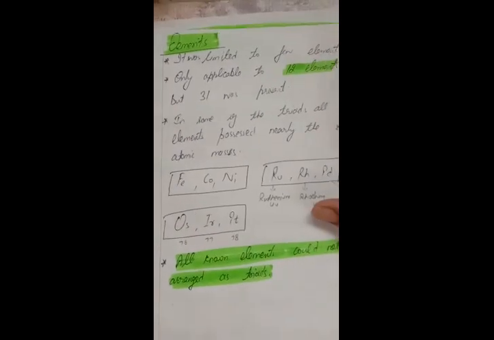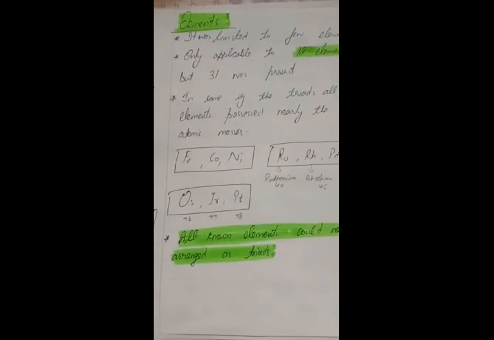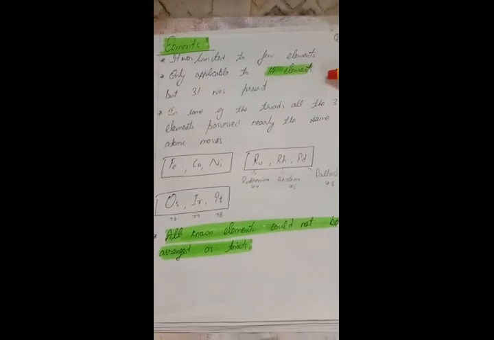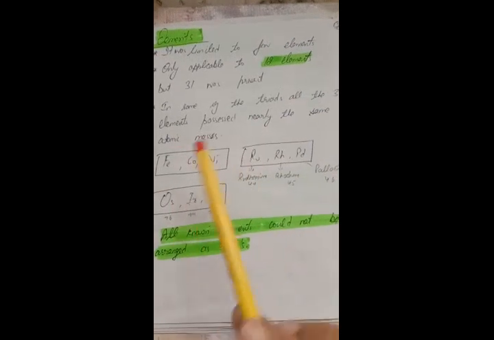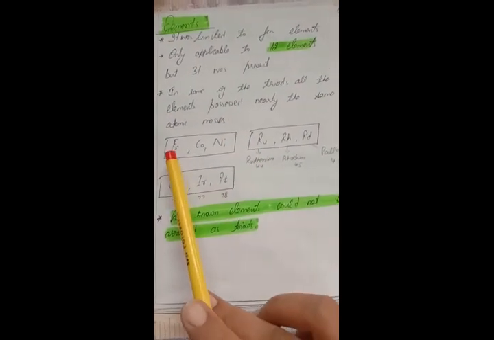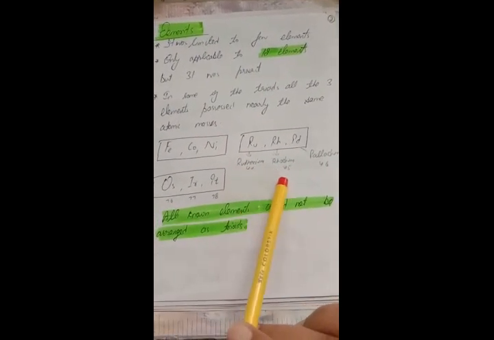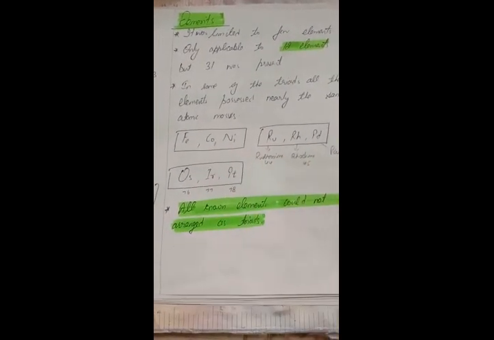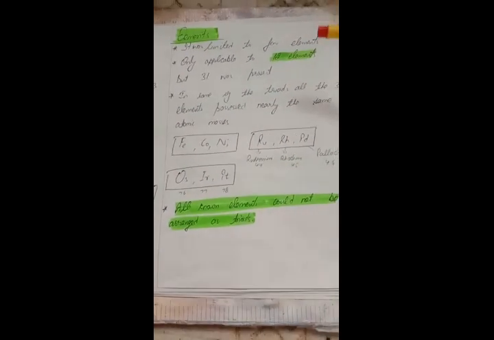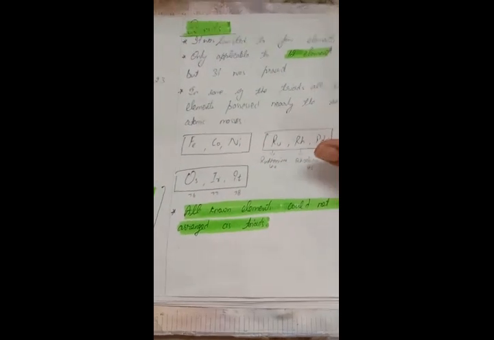Now why did it fail? Because it was limited to a few elements and applicable to only 12 elements, but at that time 31 elements were known. In some of the triads, all 3 elements possess nearly the same atomic masses. You can see here iron, cobalt and nickel; ruthenium, rhodium and palladium; and similarly osmium, iridium and platinum have nearly the same atomic masses. That's why he could not arrange all the known elements in a tabular manner, and that's why he failed.